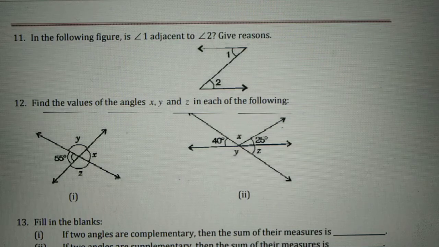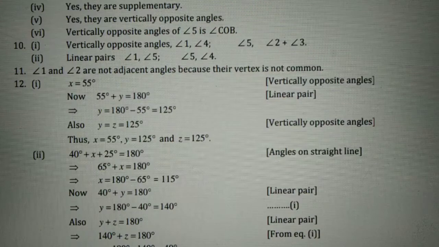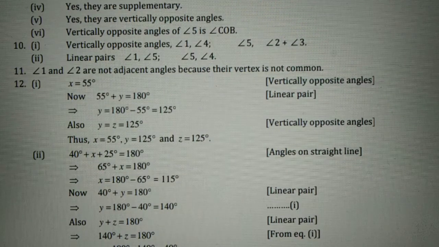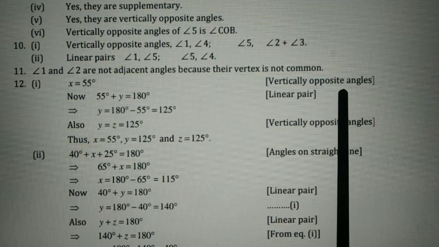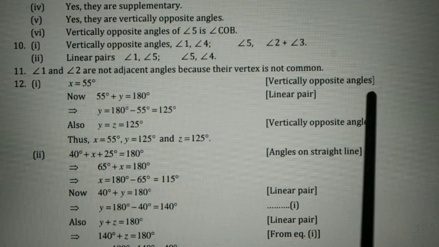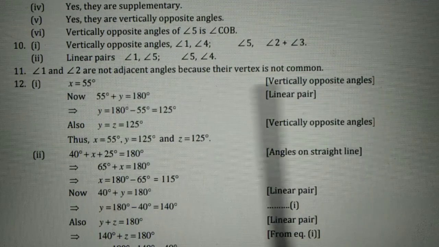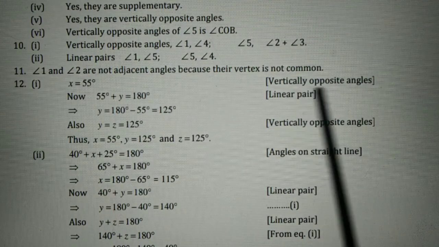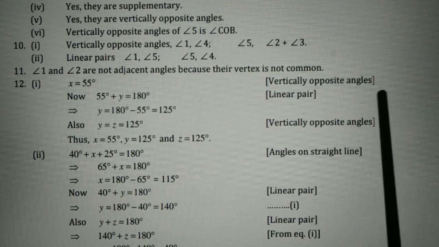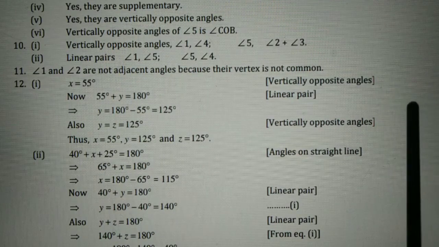So let us see what is the solution of this question and how we can write it. Now see how we can write. As I told you from the diagram, X is equal to 55 degrees because X is vertically opposite to the given angle, that is 55 degrees. Student, you must give the reason for your answer because it is very important. If you do not write the reason, then your marks can be deducted in the exam.